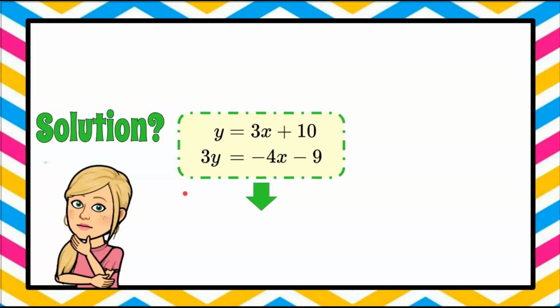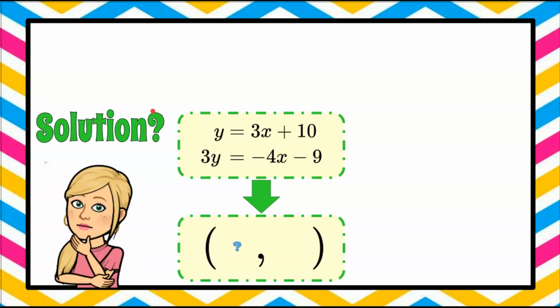Thanks for joining me today to determine the solution of a system by solving by substitution. And we found our x, y ordered pair, our point of intersection when these two lines are graphed on a coordinate plane.